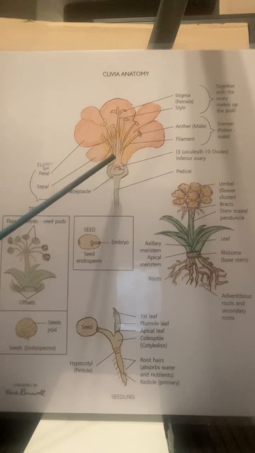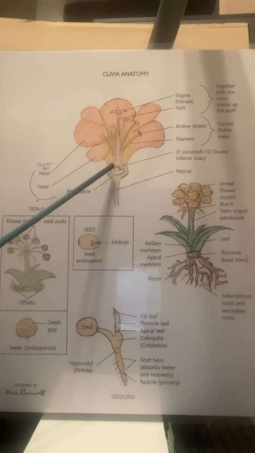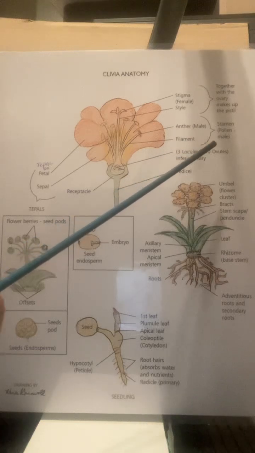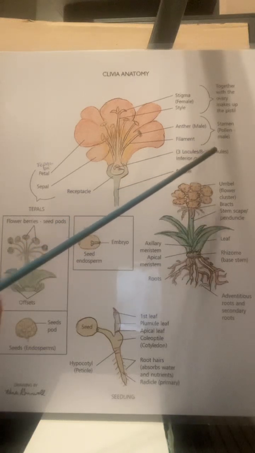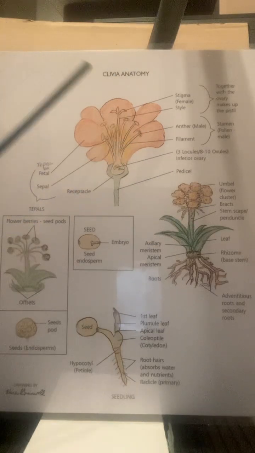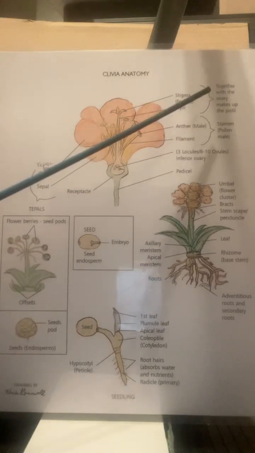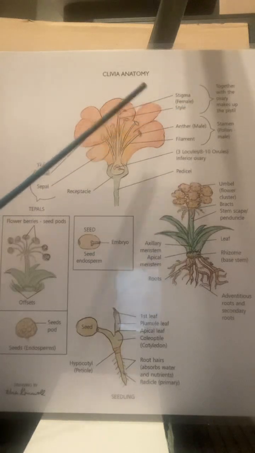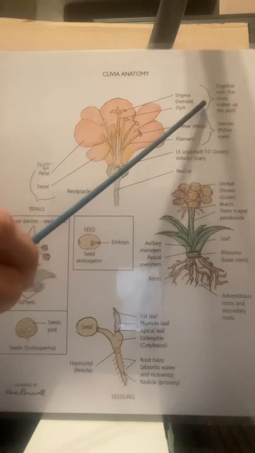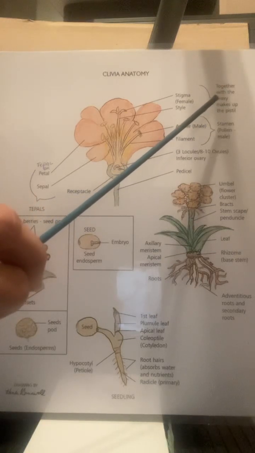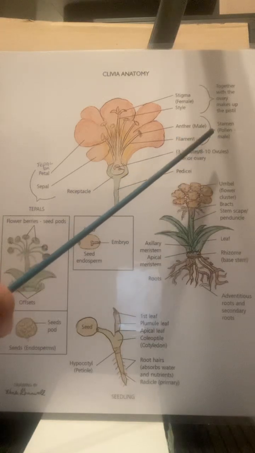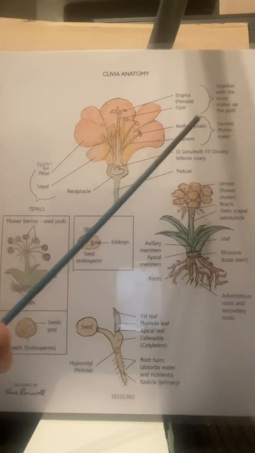Then you've got your inferior ovary, which is broken up into 3 locules or ovals, with 8 to 10 ovules. Together, the stigma and the style, which is the stem of the stigma, is called the pistil, and together the anther and the filament is called the stamen.